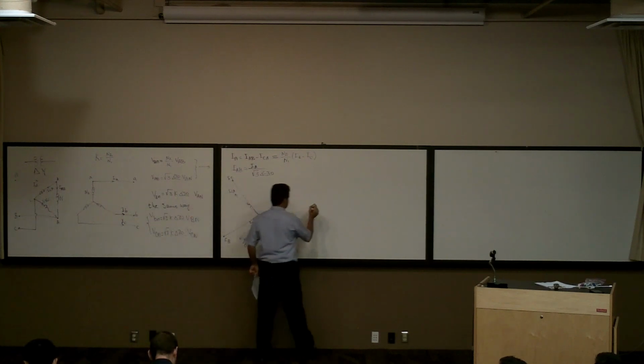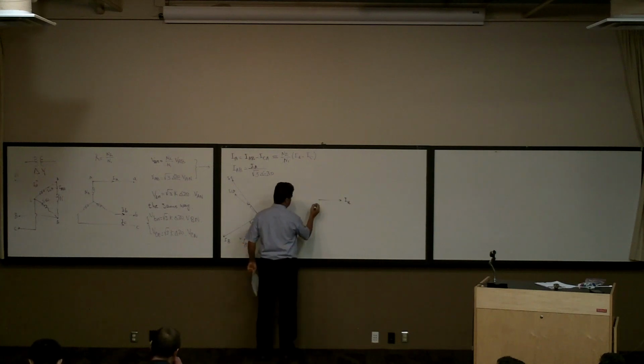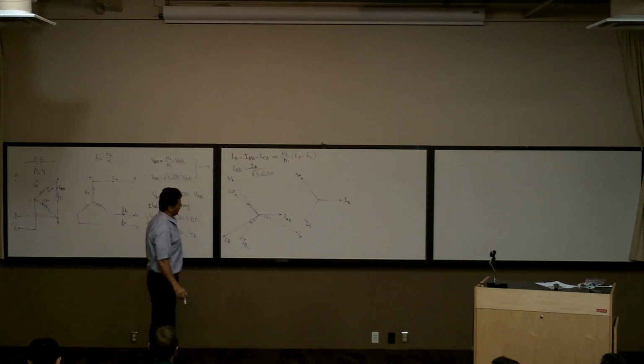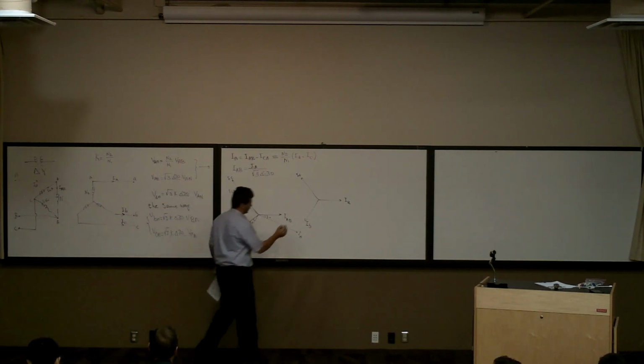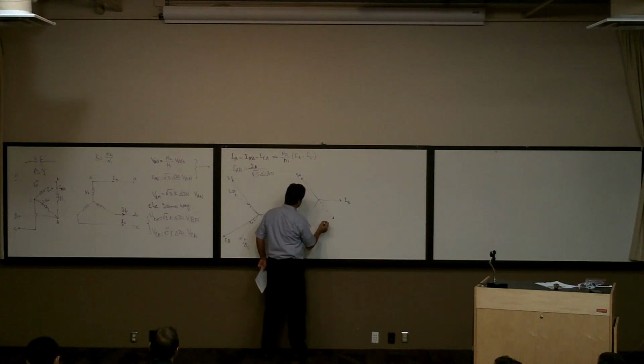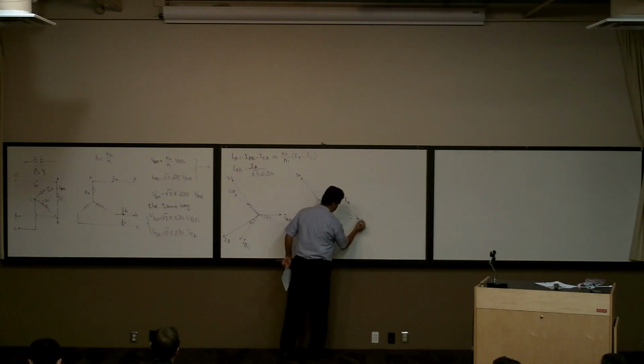This one is the IA. This is the IB, and this is the IC. This is the IC. What is IA minus IC? It's going to be like this. This is the minus IC. This is the IA minus IC.